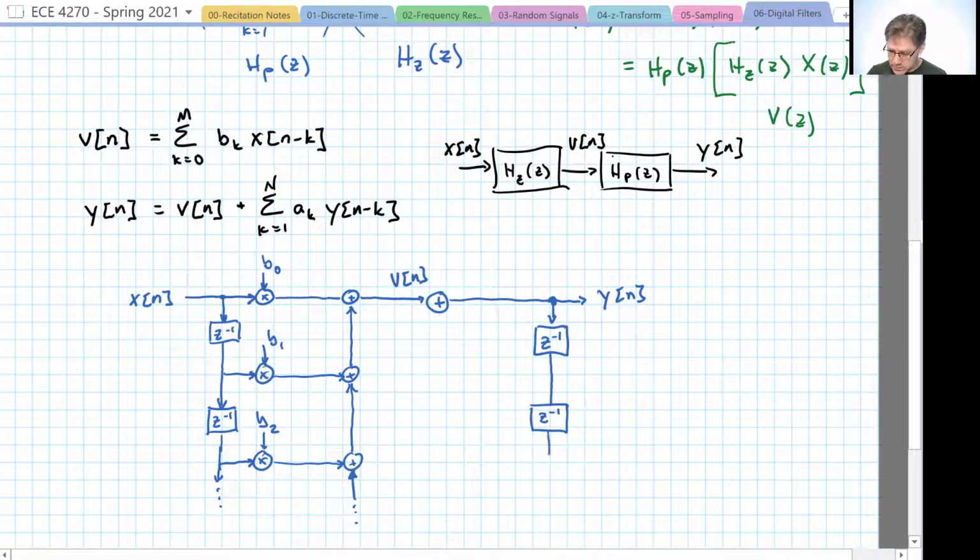Z to the negative 1. If you typically speed up your video, now is the right time. This is going to come over here, multiplied by A1. Multiplied by A2. And now we will sum up these things on the way back through.